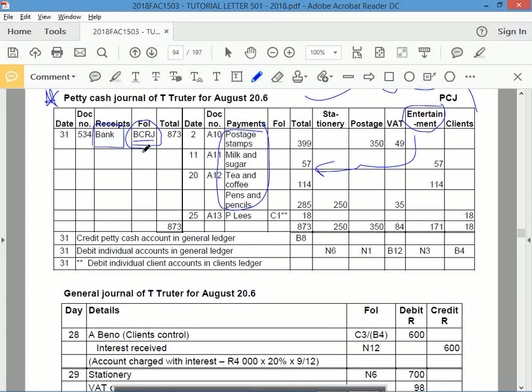Bank, this was the top up, right? Yeah, exactly. It's a typo. It should be cash payments. Business cash payments journal. Yeah, we found a mistake in the study guide. Okay, it should be business CPJ. Okay.